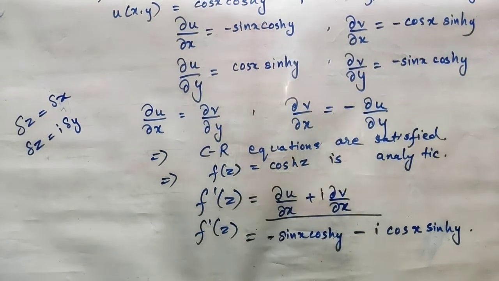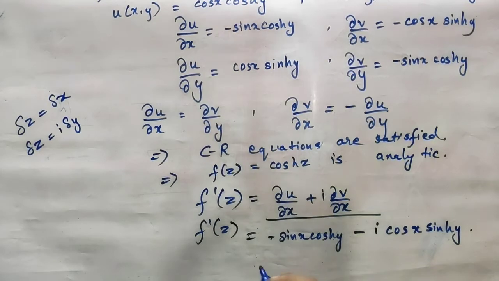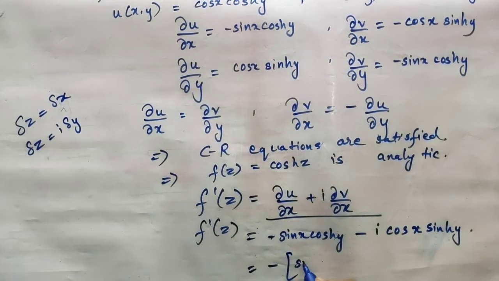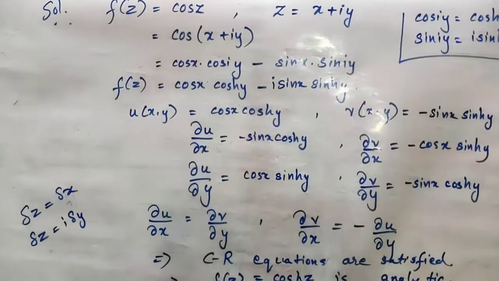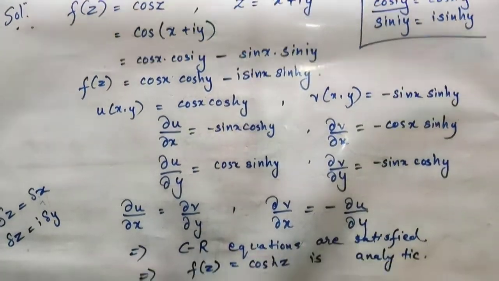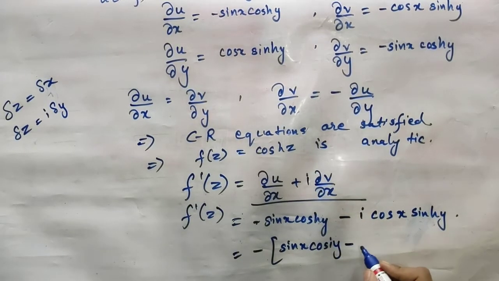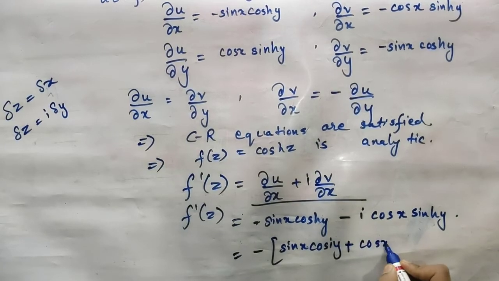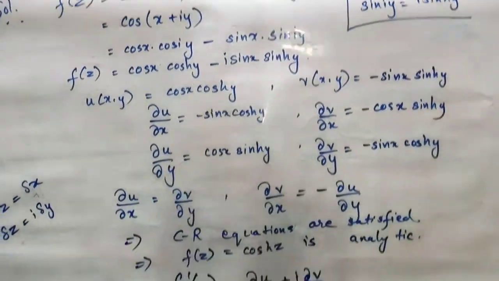I'll take the minus sign outside, so you will have sin x. How can you replace cos hyperbolic y? Your cos hyperbolic y is cos iy. I'll replace it by that. So it is cos iy, and since I have taken the minus sign outside, take it plus cos x, which I'll keep as it is, but i sin hyperbolic y is nothing but sin iy. So again replace it by that.